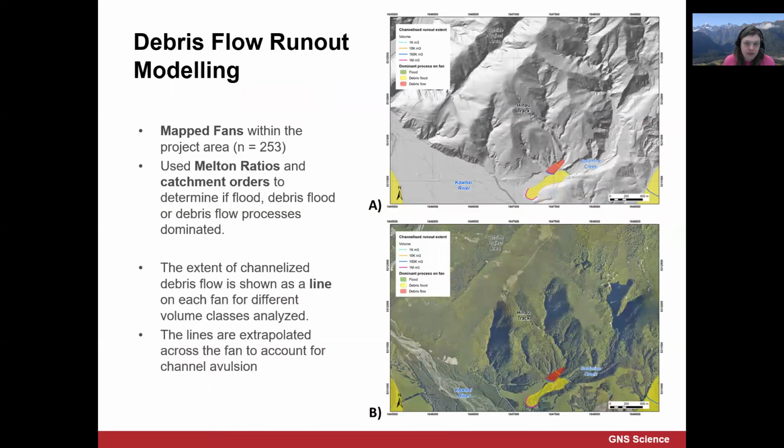We did something slightly different for debris flows. We looked and mapped fans across the project area, so it was about 250 fans across the project areas, and then we used melton ratios and catchment orders to determine if debris flood, or debris flow processes dominated. So we classified our fans. We then ran the same kind of runout tool, but what we did, instead of generating an area, it just generates a line, so it takes the lowest point and the relief. So from that line, we then extrapolate the line across the fan to account for channel avulsion. So we don't know if the channel will avulse, but we make a simplistic assumption that it could anywhere in that fan area.